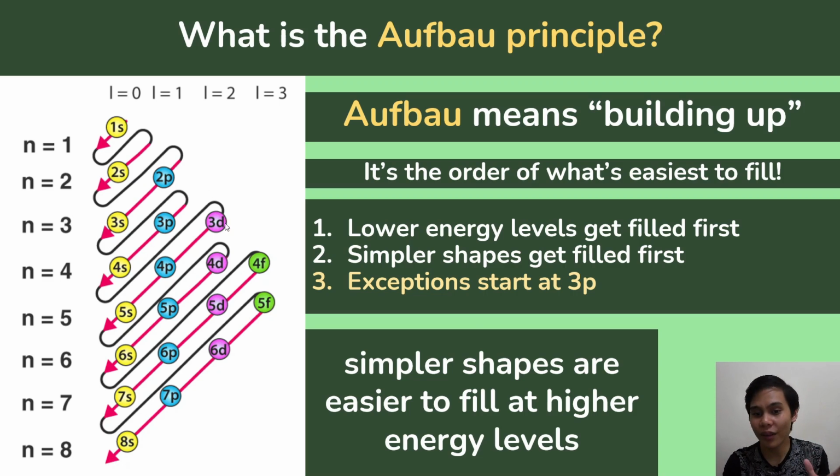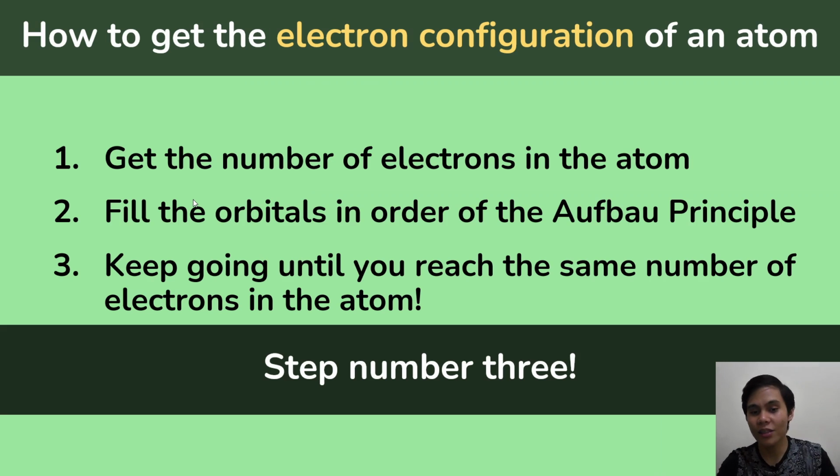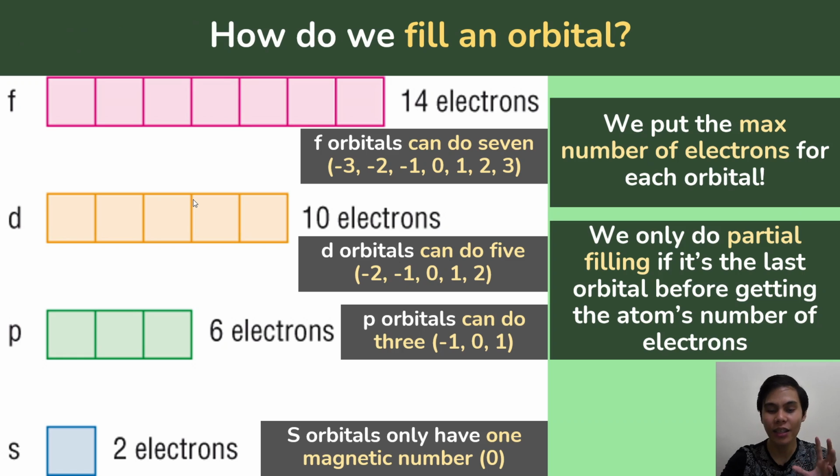All right, the reason for this is because at higher energy levels, the simpler shapes start becoming easier to fill. So even though 4s has a higher energy level than 3d, the s shape, the spherical shape, is much simpler than your d shape. That's why we go for the 4s orbital first. All right, so again, we're going to keep this diagram on screen while we do some of our examples. So the third step is to keep going, keep filling the orbitals until you reach the same number of electrons in the atom.